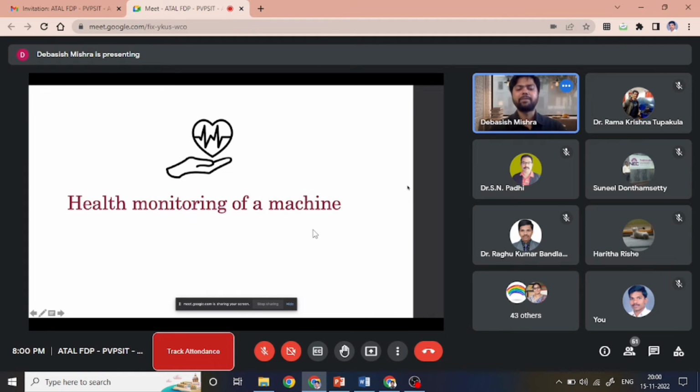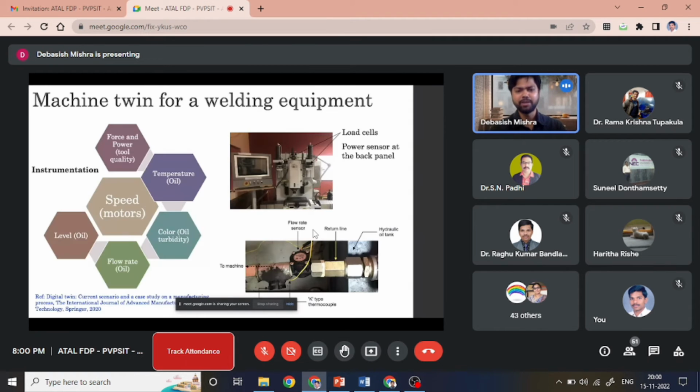The second case study is health monitoring of a machine. This is also something related to the IoT application. So we call it a machine twin. The previous application was a process twin, as the twin, the replica, was looking into the process information. And this twin, we call it a machine twin because now it is looking into the health of the machine.